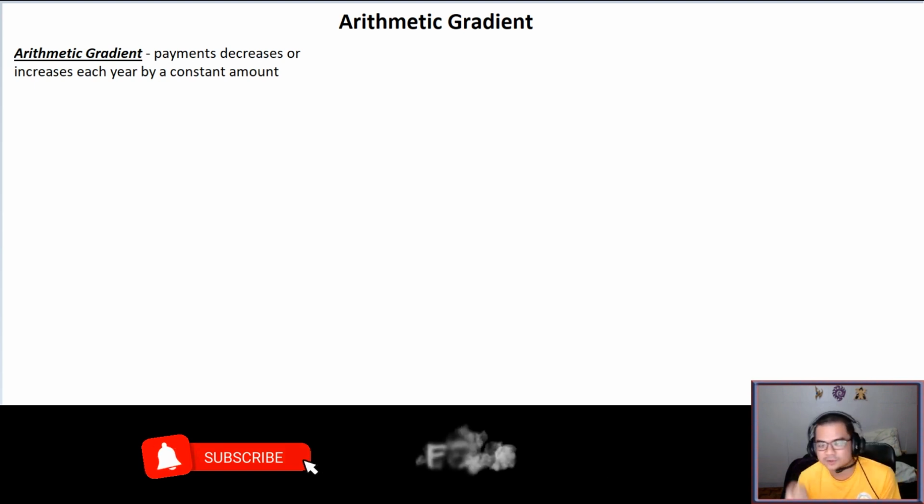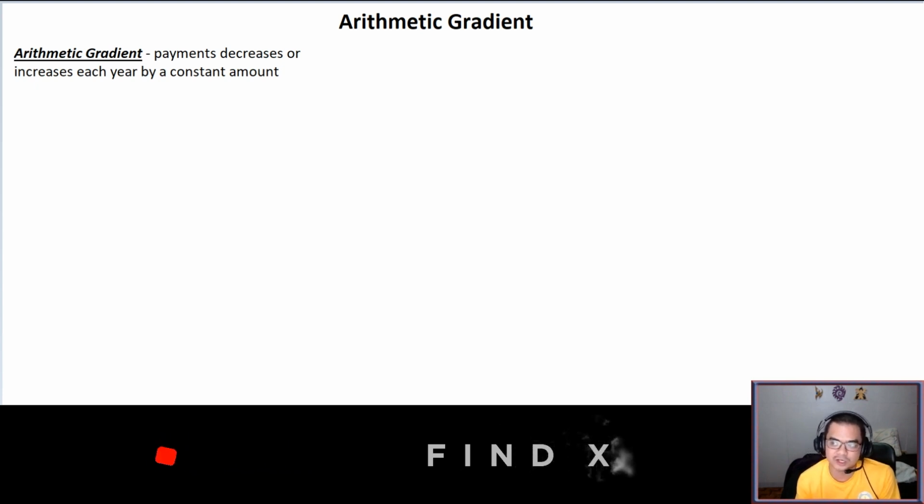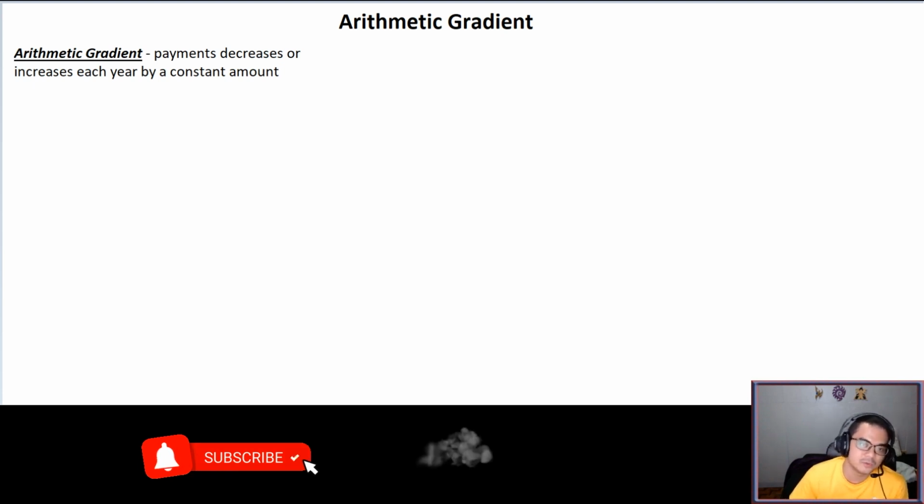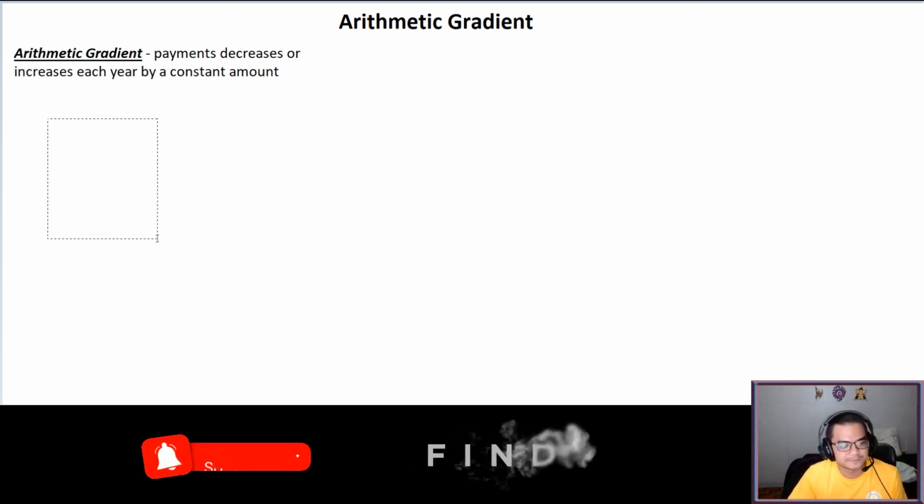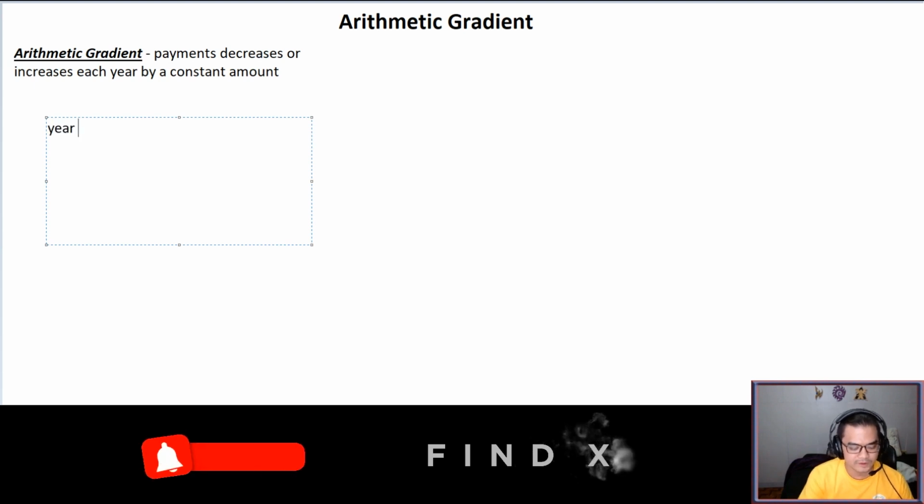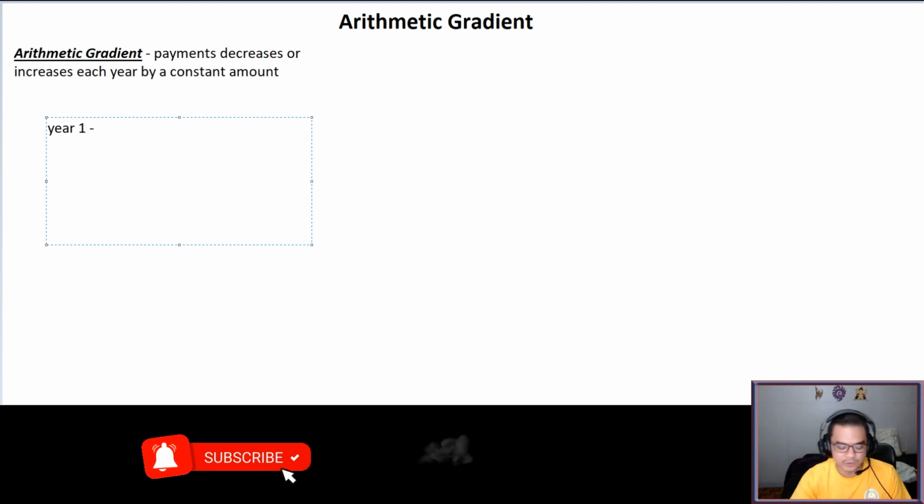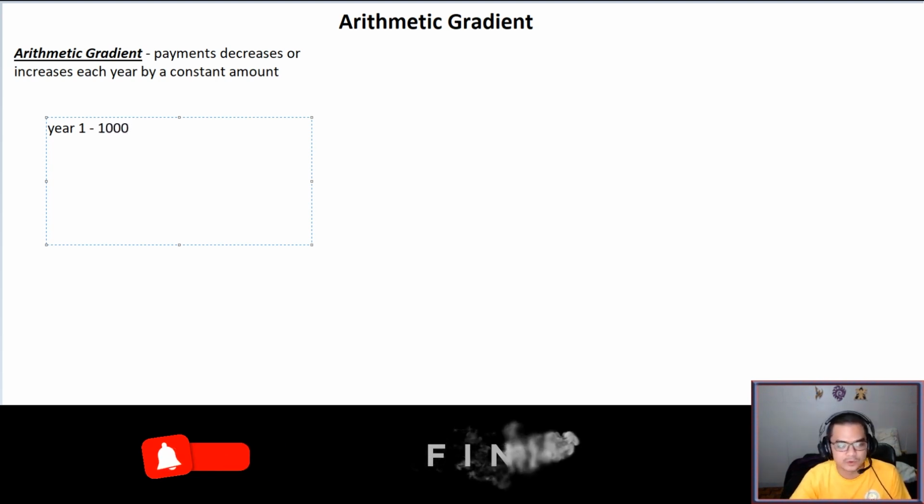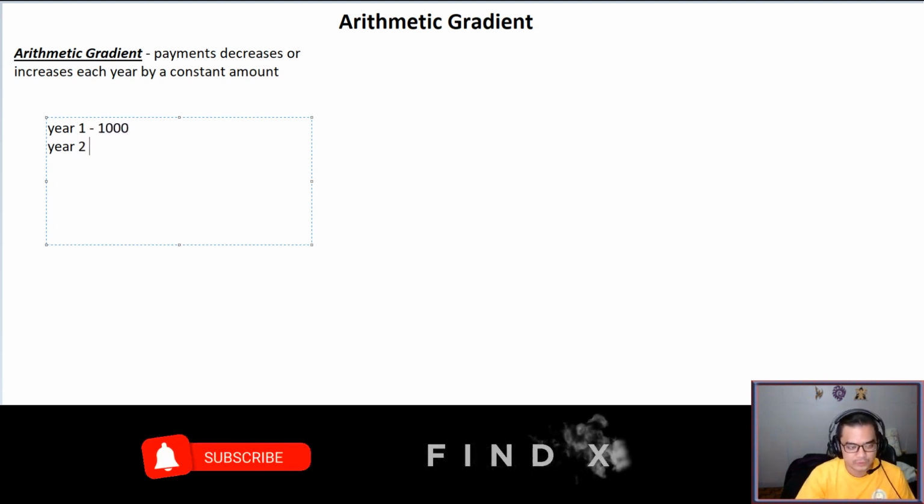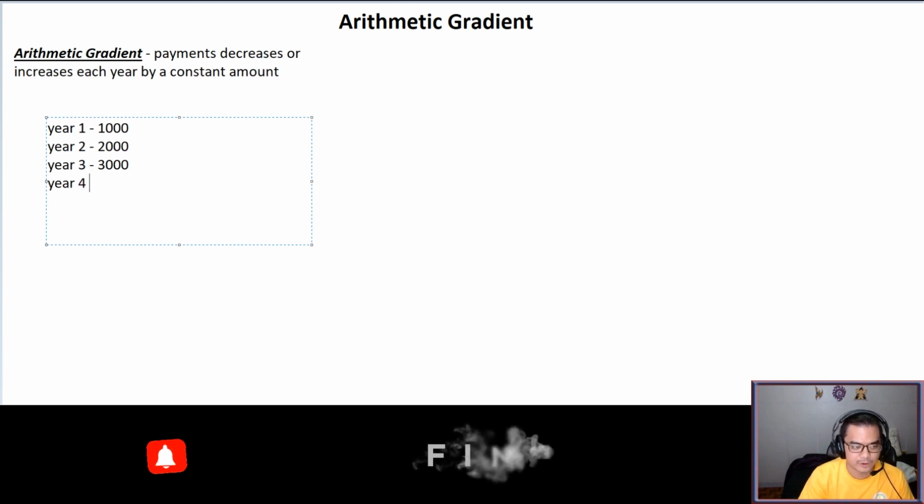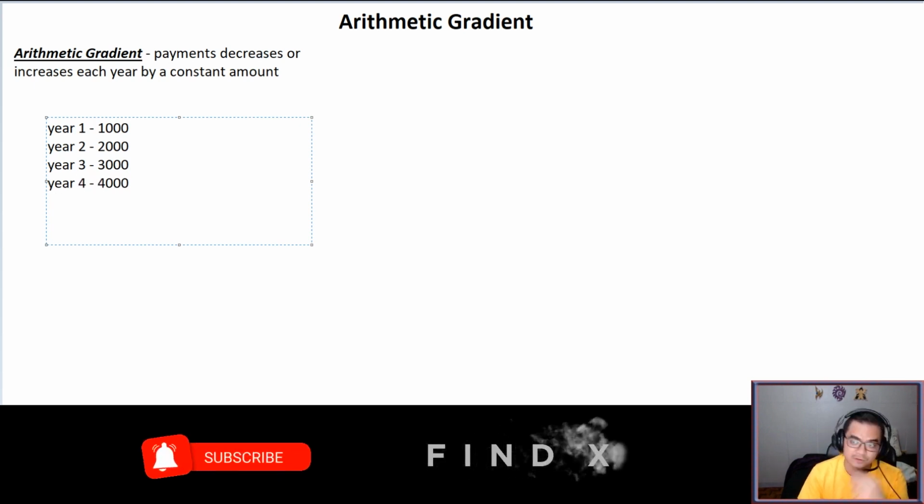So what is arithmetic gradient? Arithmetic gradient is where the payments decrease or increase each year by a constant amount. So what do you mean by that? Let's say for year one, for example, we have to pay 1,000. Then for year two, we have to pay 2,000. For year three, we have to pay 3,000, and for year four, we have to pay 4,000, and so on and so forth.